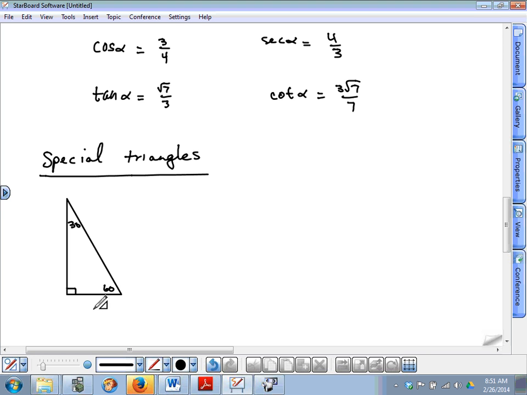For the ease of the problems, we're going to call that 1. 2 and 3. On a 30, 60, 90 triangle, the hypotenuse is double the smallest side. So that's 2. The hypotenuse is 2. And then using Pythagorean theorem, we would be able to find out that the remaining side is the square root of 3.